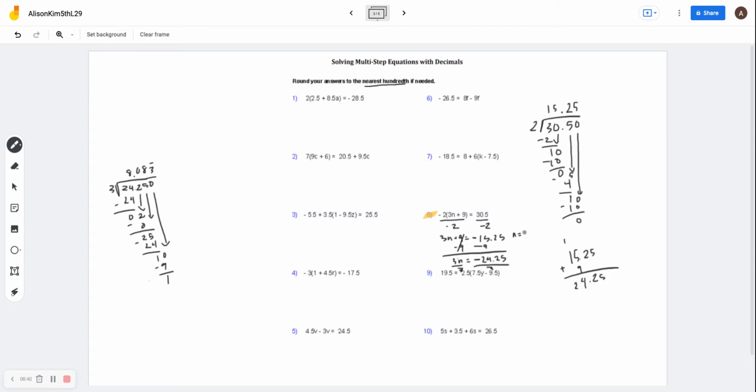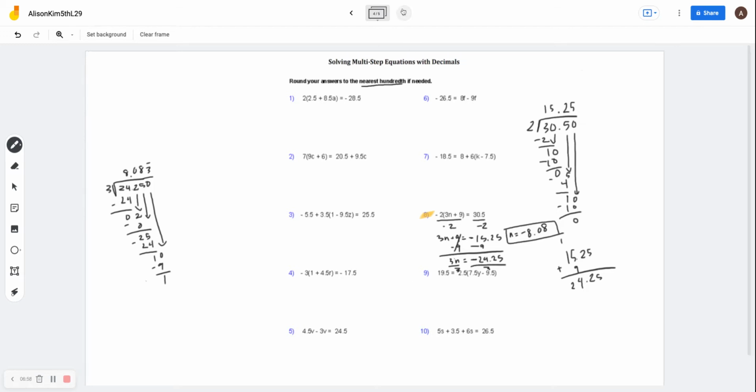So our answer should be negative, right? 8.08. So for this particular worksheet, pay close attention to your signs.